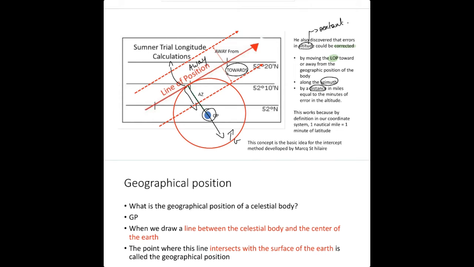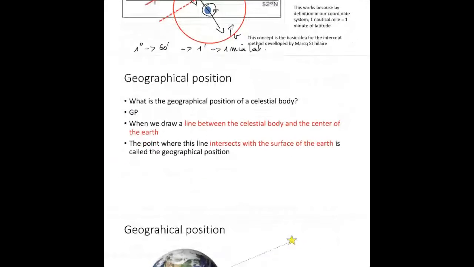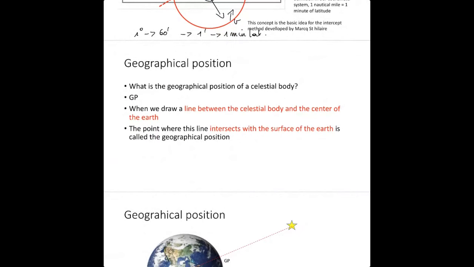Okay, and this works because by definition we know that in our coordinate system 1 degree is 60 nautical miles, and so 1 mile equals 1 minute of latitude. Okay, voila. Now, a small repetition. We all know what the geographical position of a celestial body is. We use the abbreviation GP.